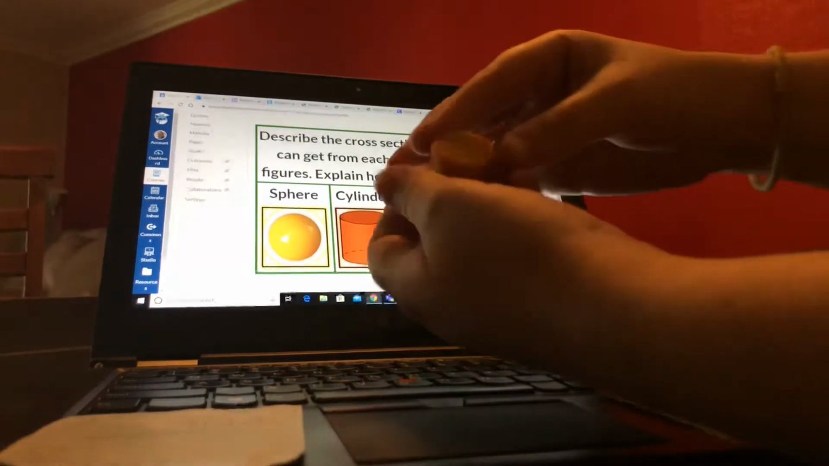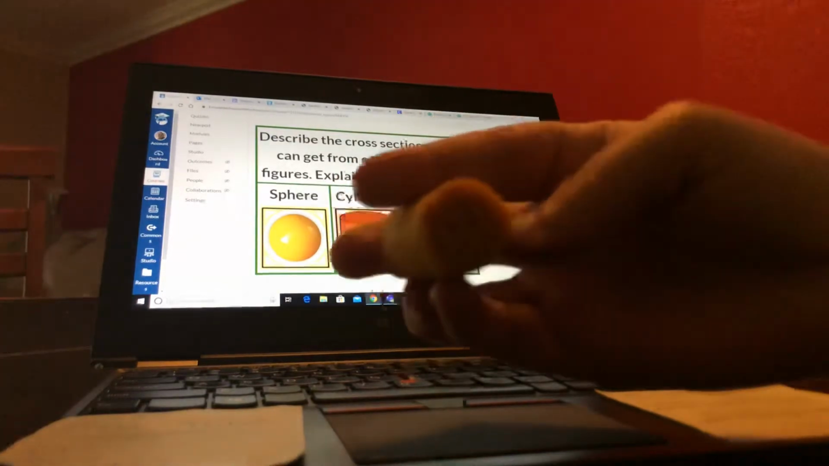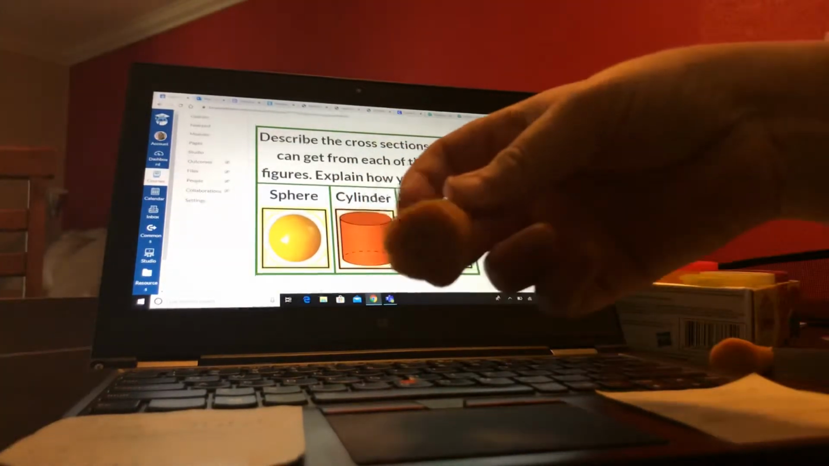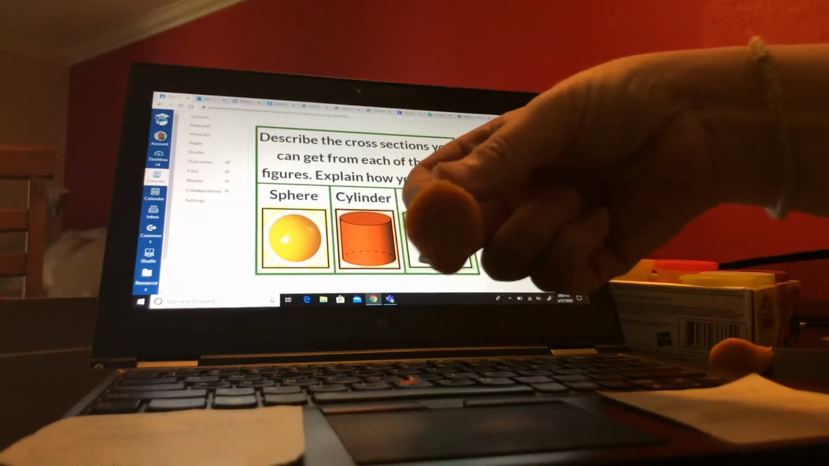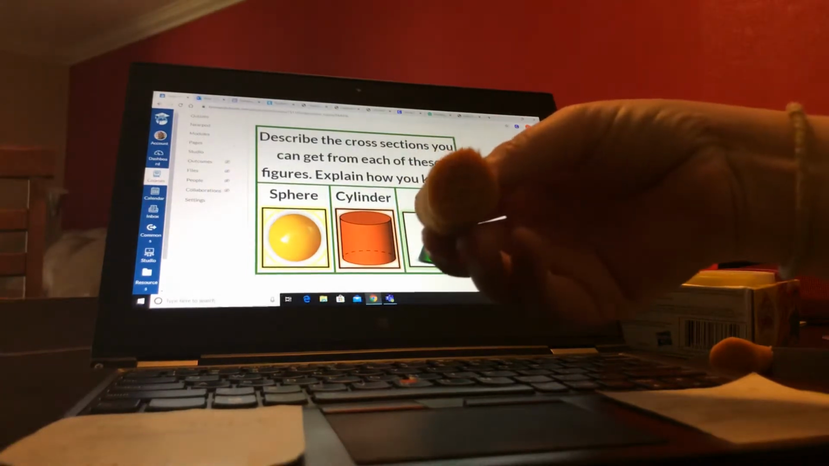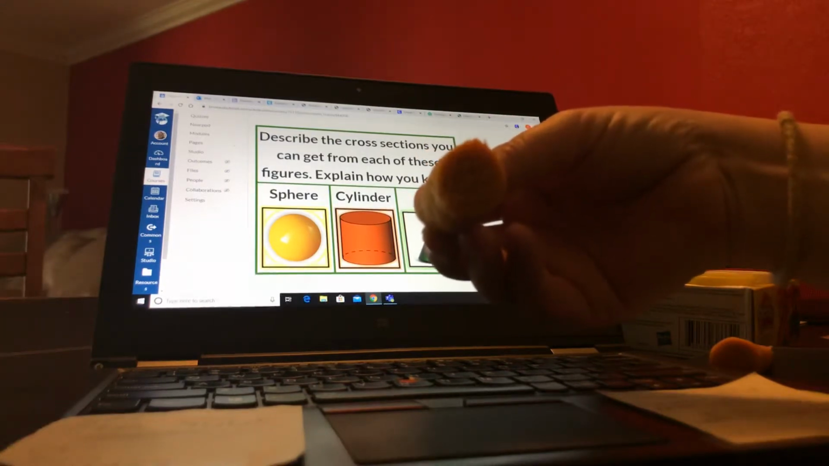Okay. Looking at that now, what shape do I get? Okay, it just looks like a circle. Okay, so the cross section is the two-dimensional shape that I get from it.